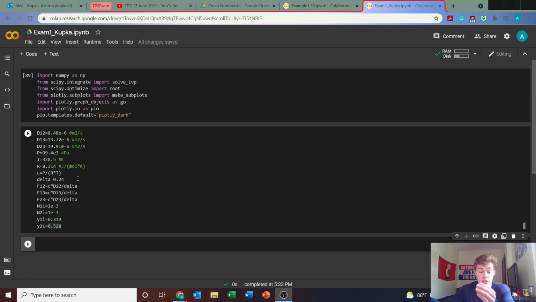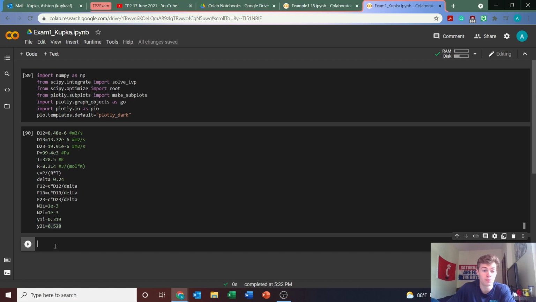We have our delta, which is the distance of the container, which is going to be 0.24 meters, as well as things I simplified for coding aspects, so I don't want things to get too hairy or too jumbled where I could make a mistake. So I defined F12, F13, and F23 as just being the concentration times their respective diffusion constants over delta, as well as we have our initial guesses for the mole flux of acetone, the mole flux of methanol, and then the initial mole fractions of acetone and methanol.